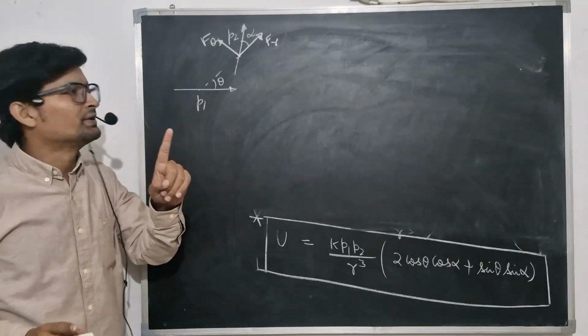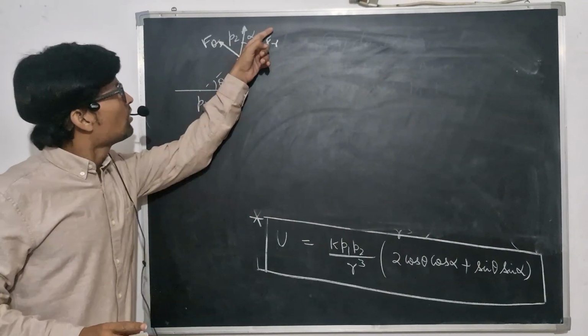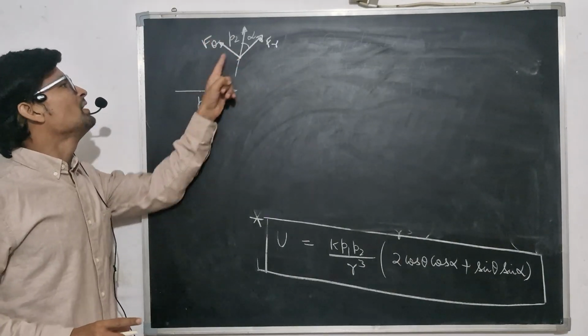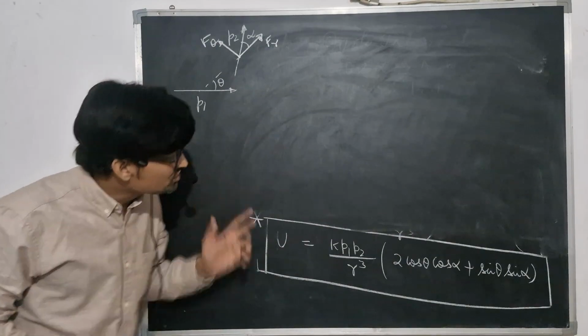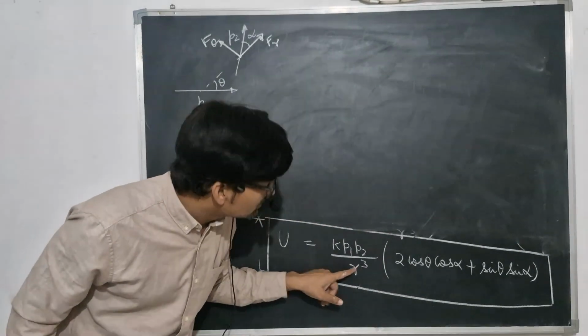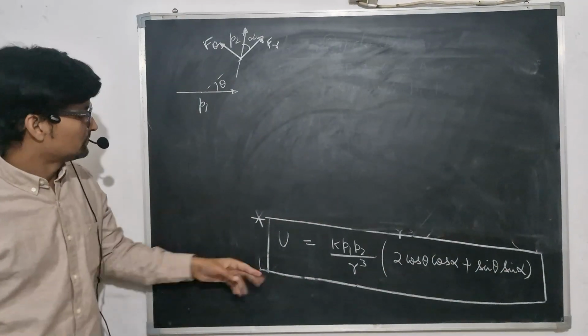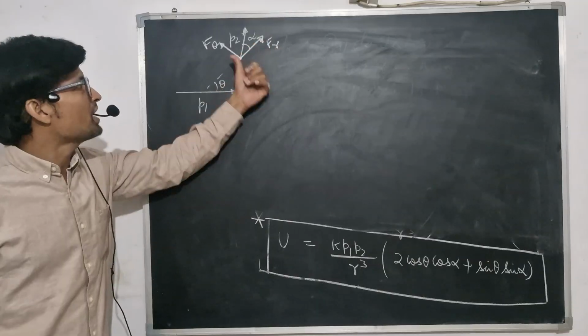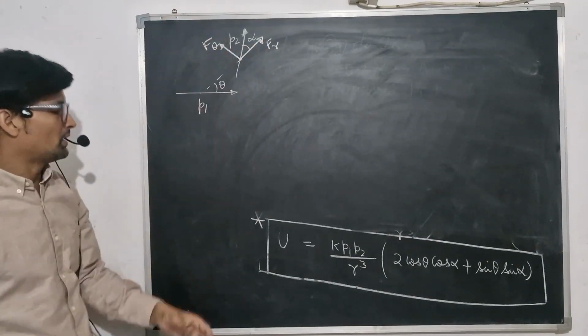So I am resolving this net force along the radial direction and along the theta direction. It means perpendicular to r. I am just resolving it. Why? Because I have this U. U is a function of r, theta and alpha. So I am interested in this direction as well, which is perpendicular to r.